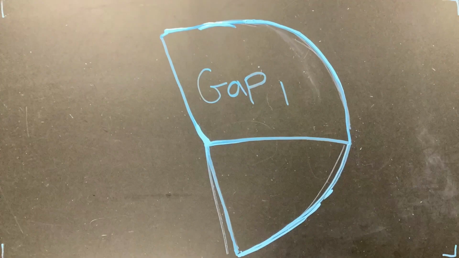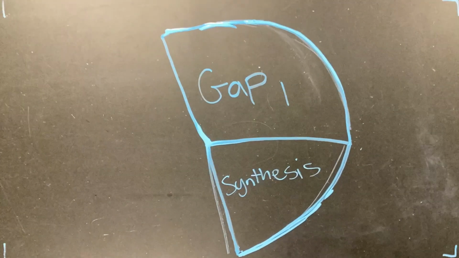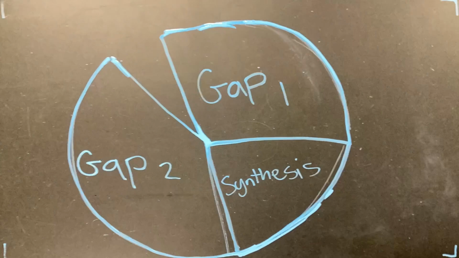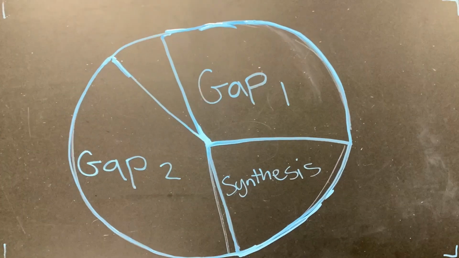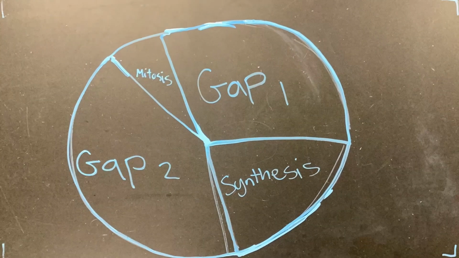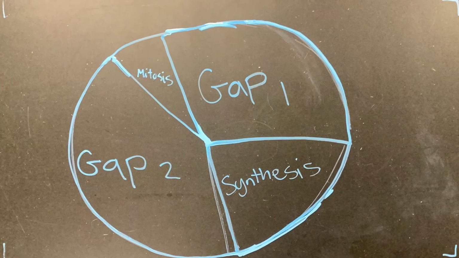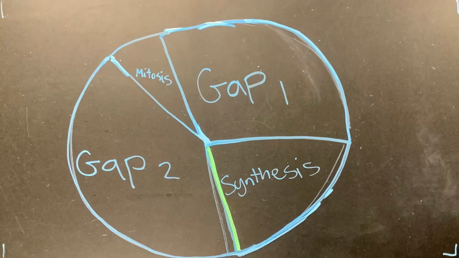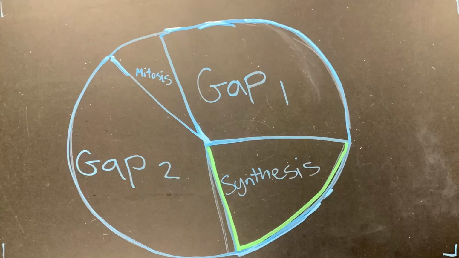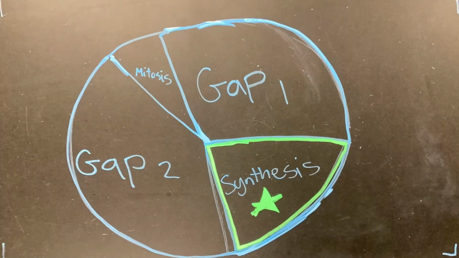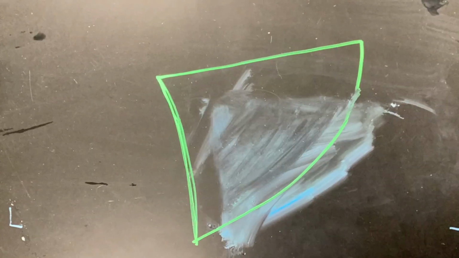Before we begin, it is necessary to understand the cell cycle and which steps of DNA replication will be occurring. The first stage of the cell cycle is gap 1. Synthesis comes next, then gap 2, and finally mitosis. For this video, we will be looking only at DNA replication in synthesis.